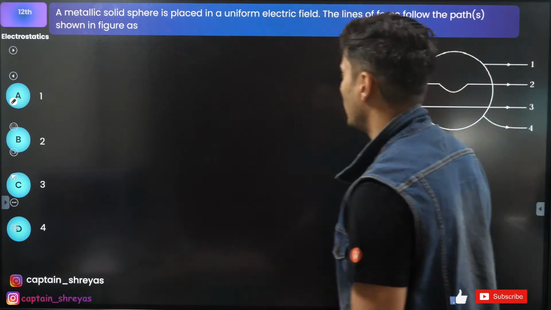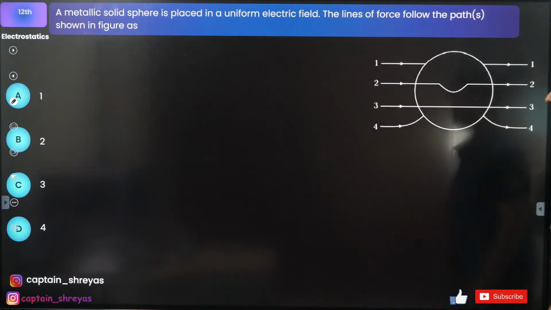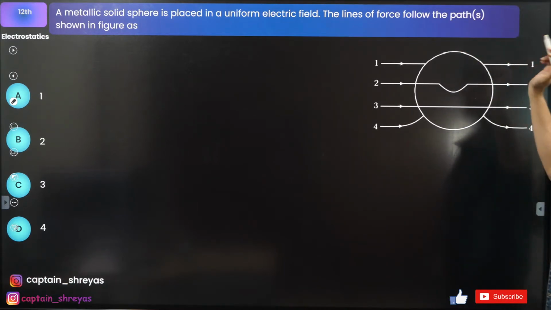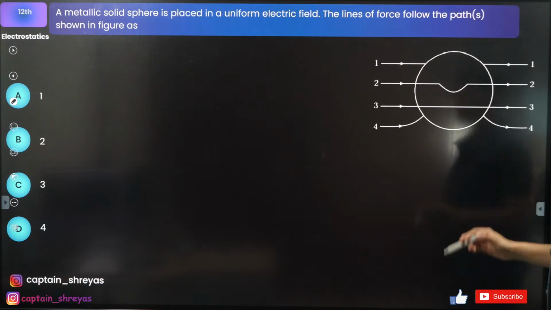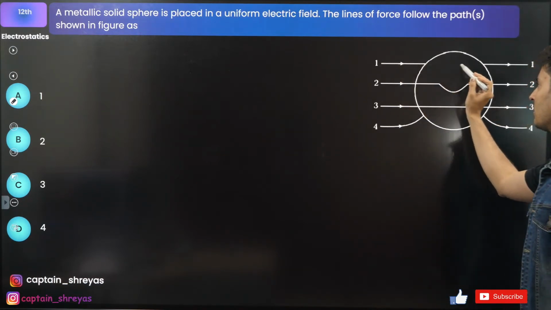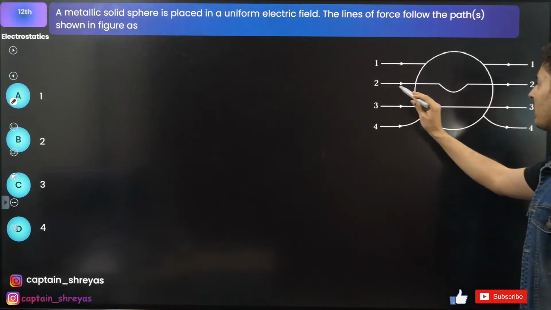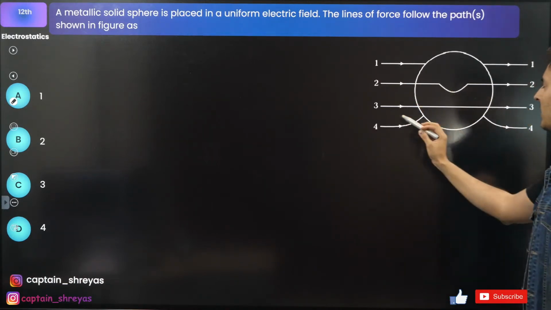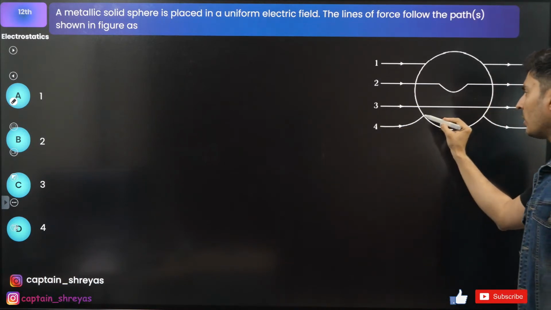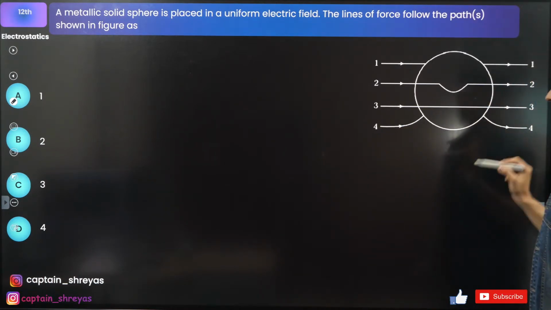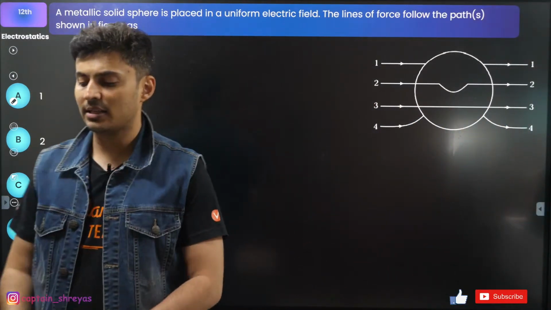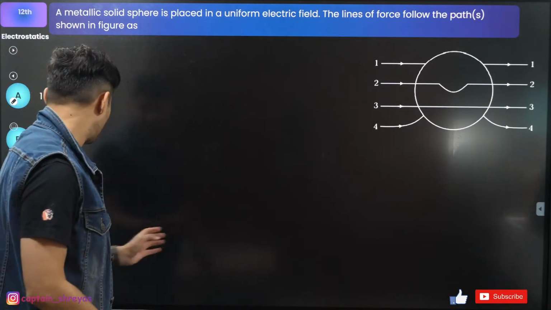Okay, what do you think, guys, about this? There is a charged metallic solid sphere placed in a uniform field. The lines of force that will be following the path will be which of the following lines? Do you think the field line will come like this, end, start, or it will come like this, go around it and come like that, or it will pass through it as if the sphere is not there, or it will come like this, bend like that and come outside? I think only one of them is correct if this was a solid metallic sphere. Yes, it is option 4.